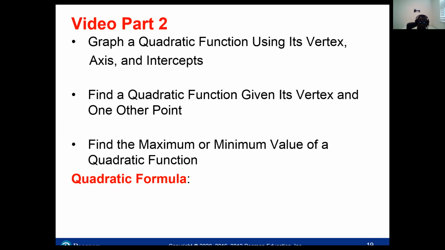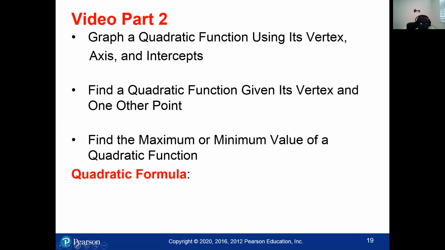But before we go any further, let me explain something regarding the quadratic function, the quadratic formula. Now remember, the quadratic function is of this form: ax squared plus bx plus c. Now, if you want to solve this equation, this becomes a quadratic equation. Set it to 0. That is when you can use the quadratic formula.